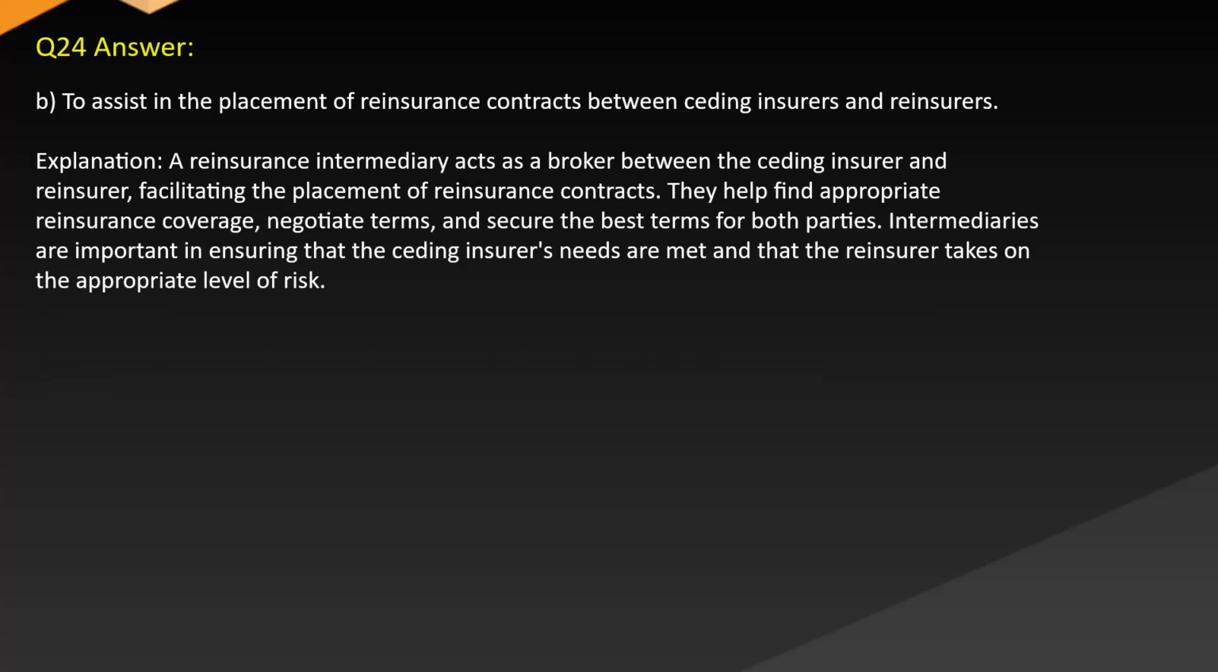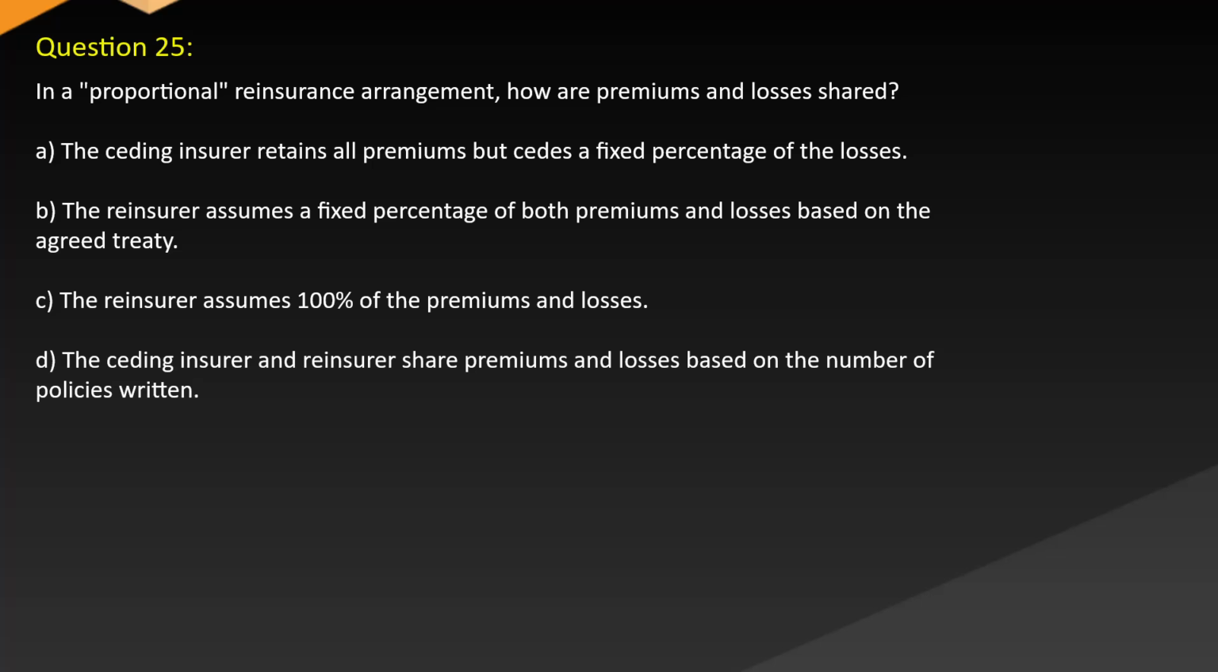Answer. B. To assist in the placement of reinsurance contracts between ceding insurers and reinsurers. Explanation. A reinsurance intermediary acts as a broker between the ceding insurer and reinsurer, facilitating the placement of reinsurance contracts. They help find appropriate reinsurance coverage, negotiate terms, and secure the best terms for both parties. Intermediaries are important in ensuring that the ceding insurer's needs are met and that the reinsurer takes on the appropriate level of risk.